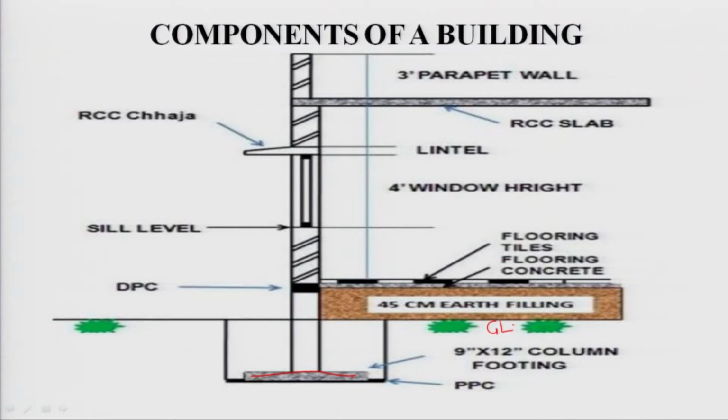This is the sill level. You see here, this is the sill level. This is the window height. Above the window height there is a lintel to protect the window from direct sunlight or rains. There is an RCC chhajja, or you can say sunshade. This is the RCC slab, and above the RCC slab there are short height parapet walls.